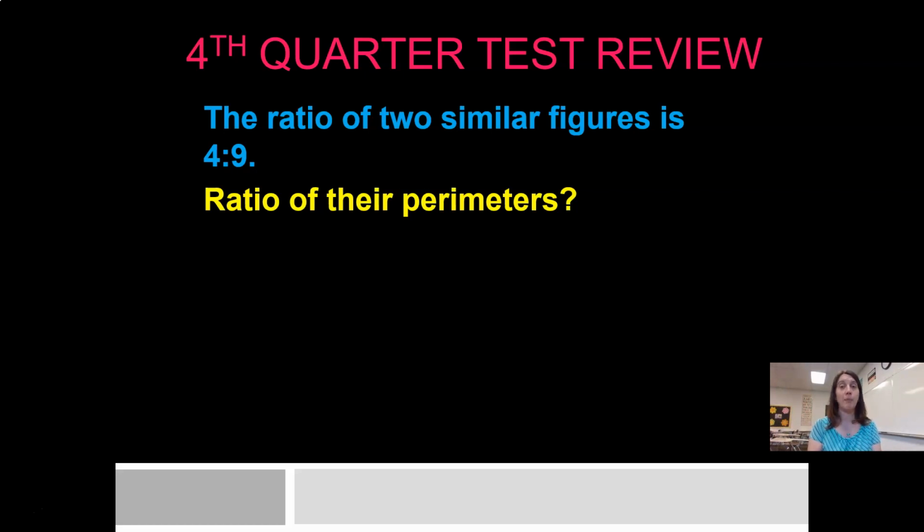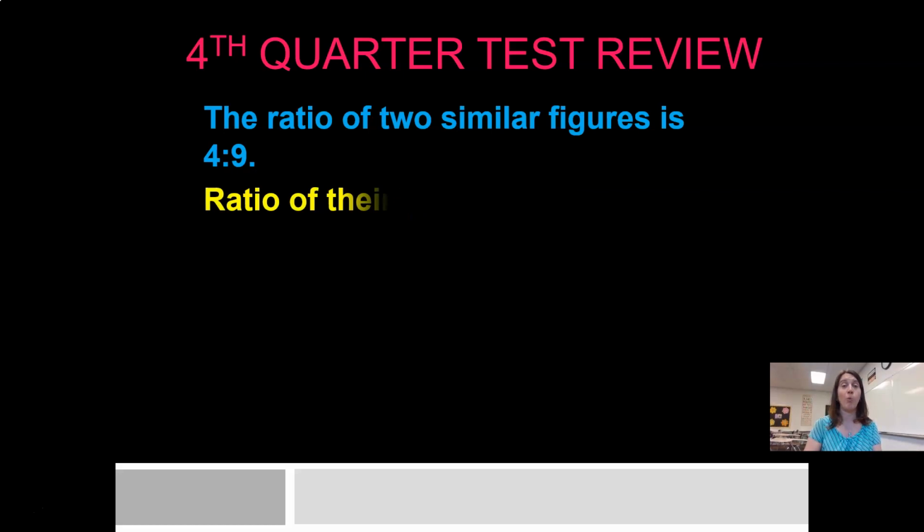Our first question, number 20: what is the ratio of their perimeters? Well, remember, the perimeters come from the side lengths. To find the perimeter, you just add up all the side lengths together. So what was true about the ratio of the perimeters? It was exactly the same as the ratio of the sides. There's no work I need to do. I just copy the exact same ratio down of 4 to 9.